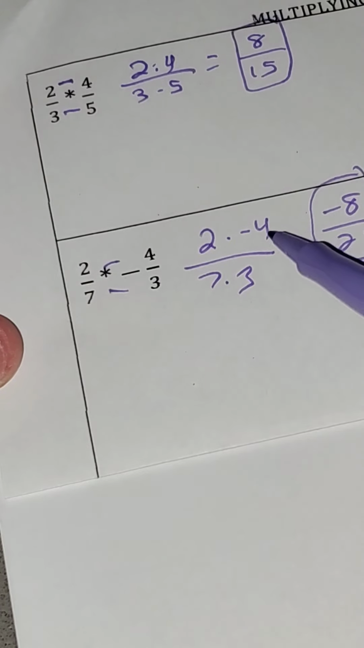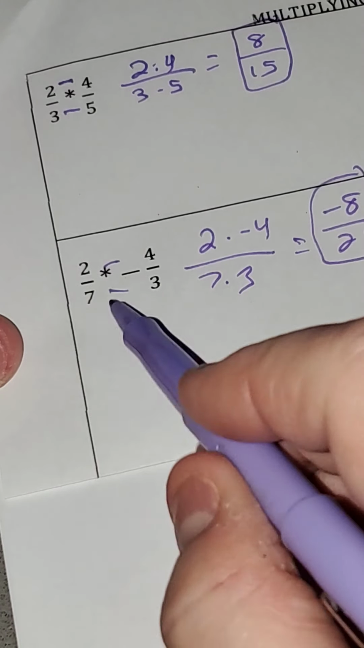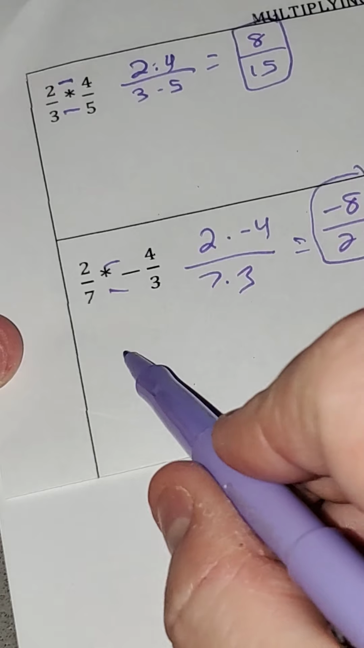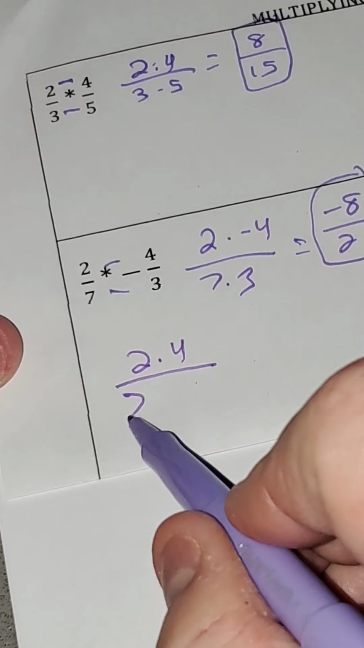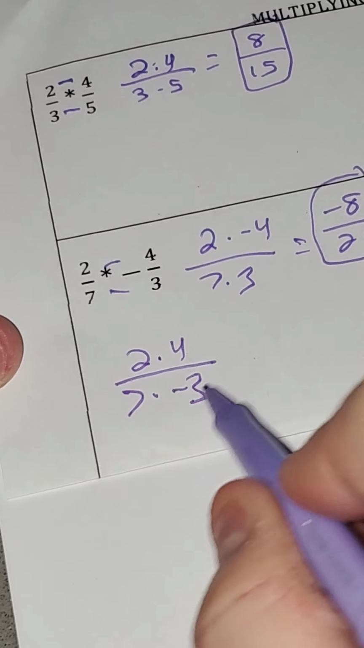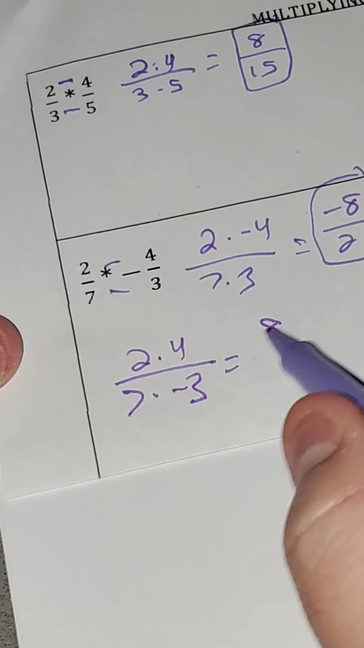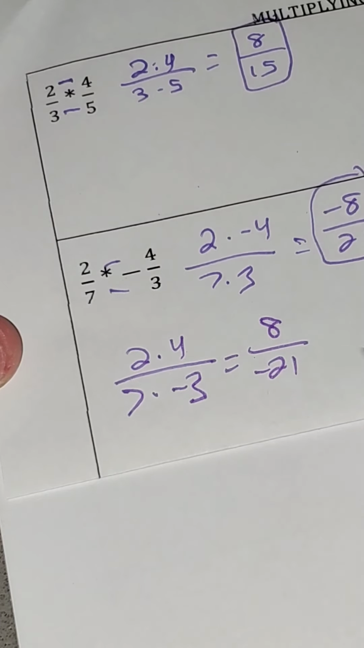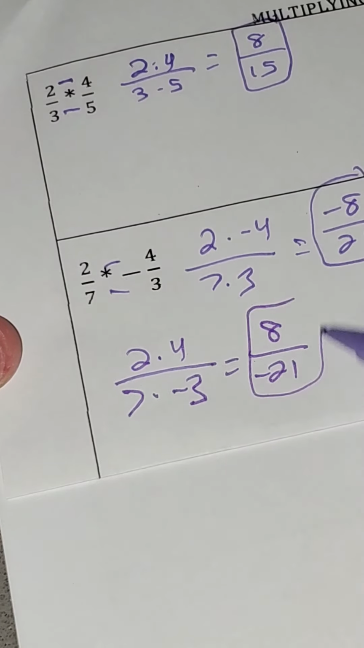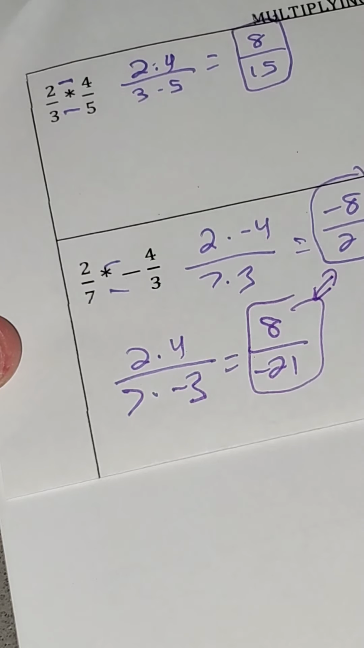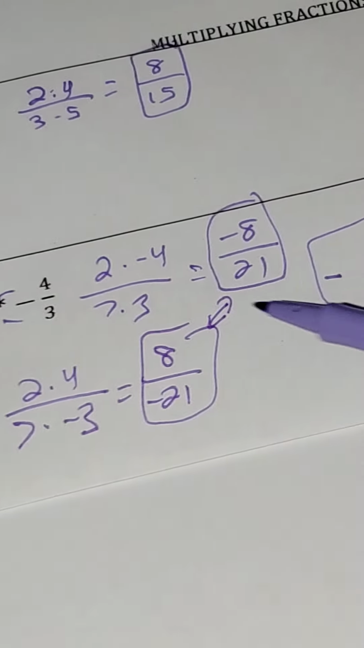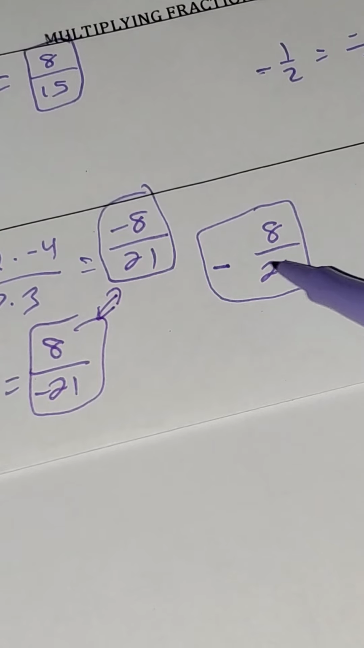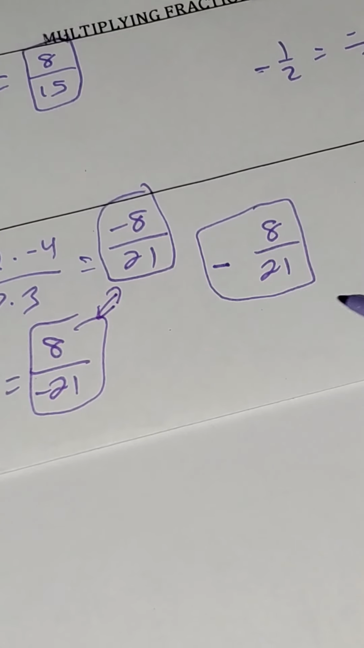Now, I told you, you can put the negative on bottom if you want. So here we would have 2 times a positive 4 over 7 times a negative 3. 2 times 4 is 8. 7 times negative 3 is negative 21. Notice again, these are the 3 forms that we had earlier, and all of them come out to be the exact same as negative 8 over 21.